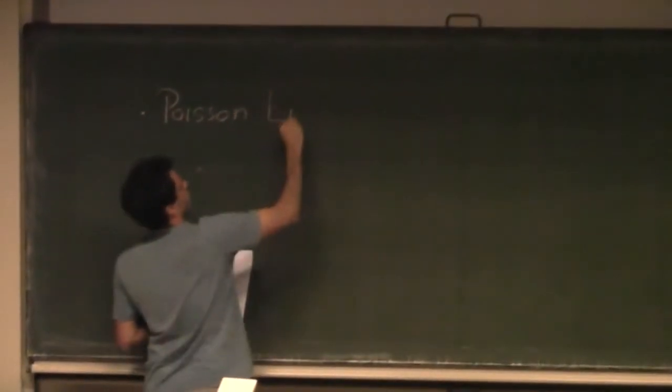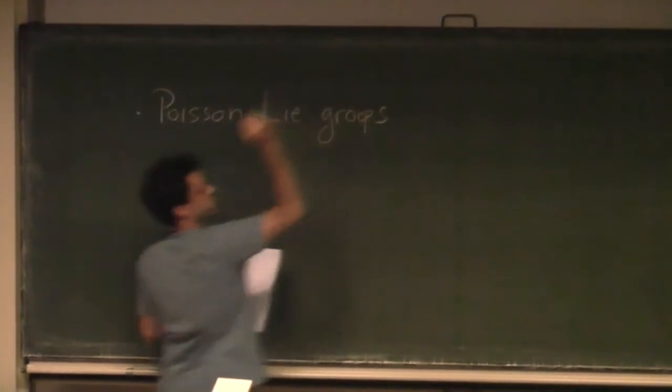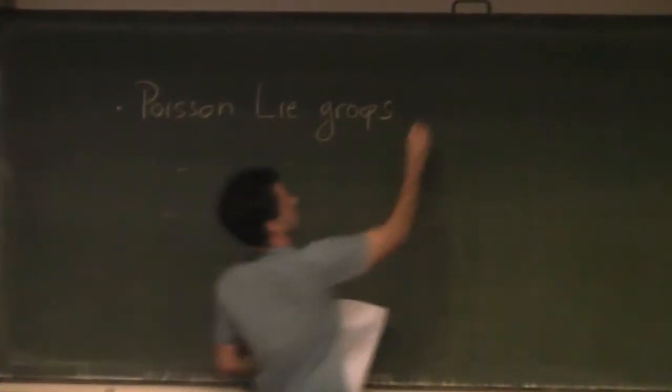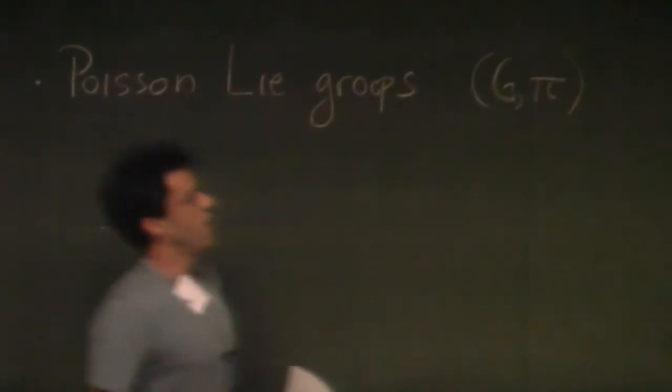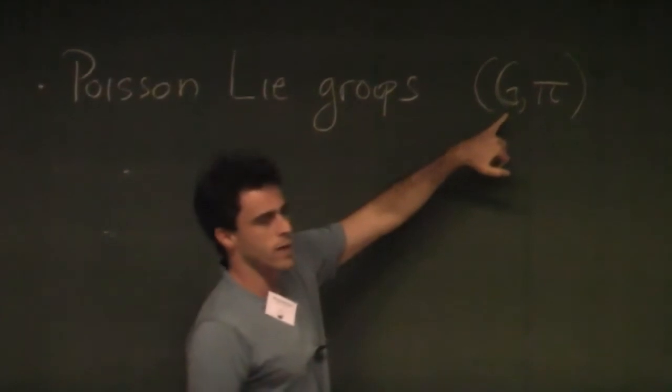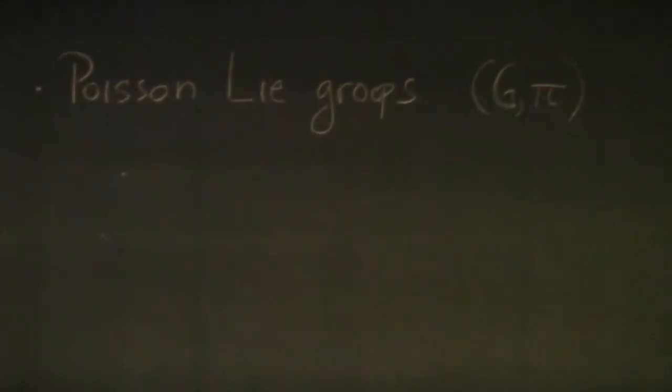So I basically introduced objects called Poisson Lie groups. These were just Lie groups with a Poisson structure that was compatible with the group operation, in the sense that the multiplication map is a Poisson map.